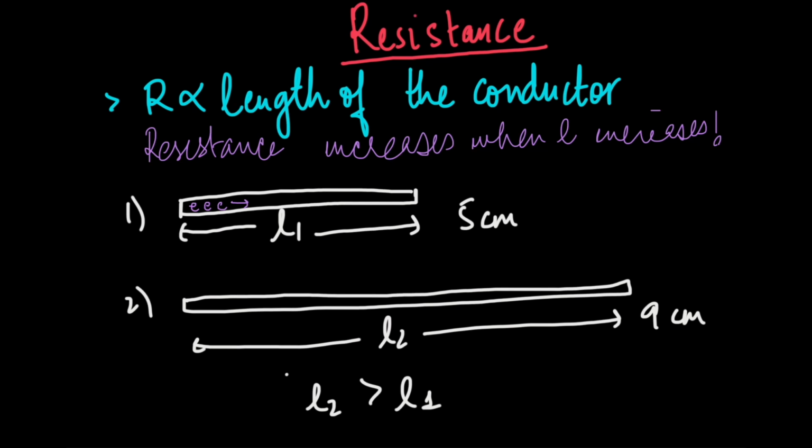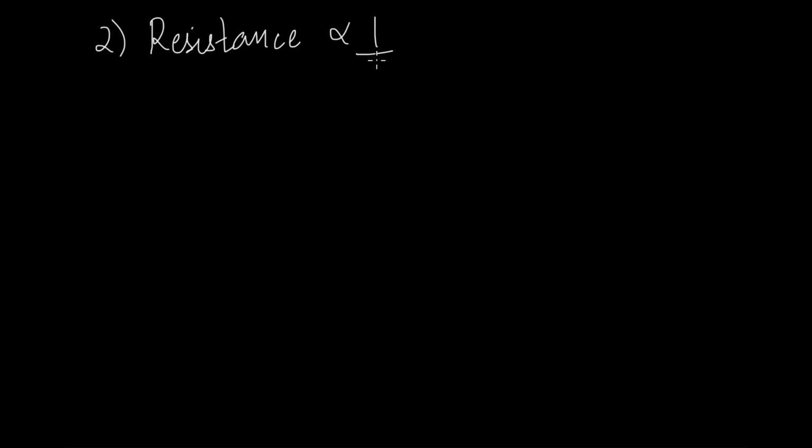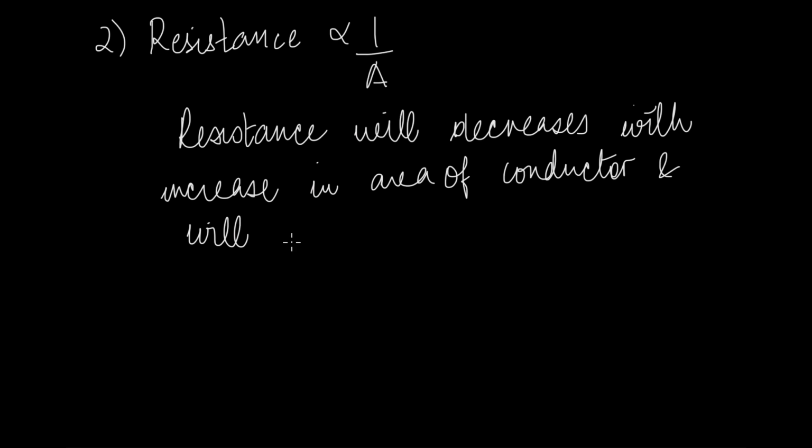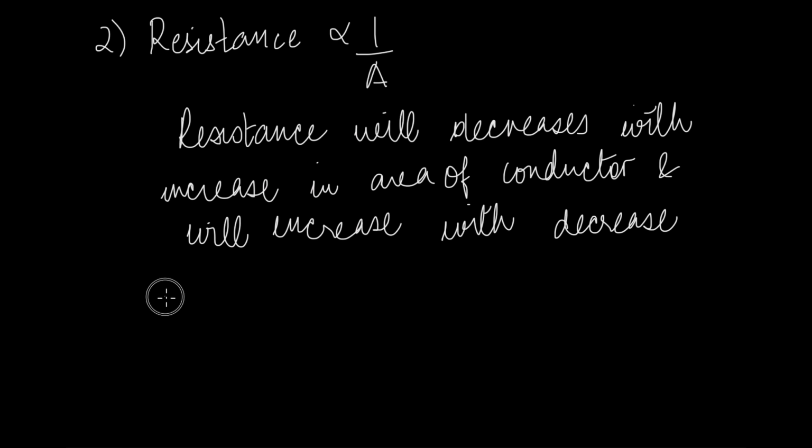Let's move on to the next point. Resistance is inversely proportional to the area of cross section of the conductor. Resistance will decrease with increase in area of conductor and will increase with decrease in area of conductor. So let's unpack this also. Let us look at this scenario. Now in the first instance, I've drawn a wire with a thick cross section and this is a thinner cross section. So in which of these do you think flow of electrons will be much smoother and easier?